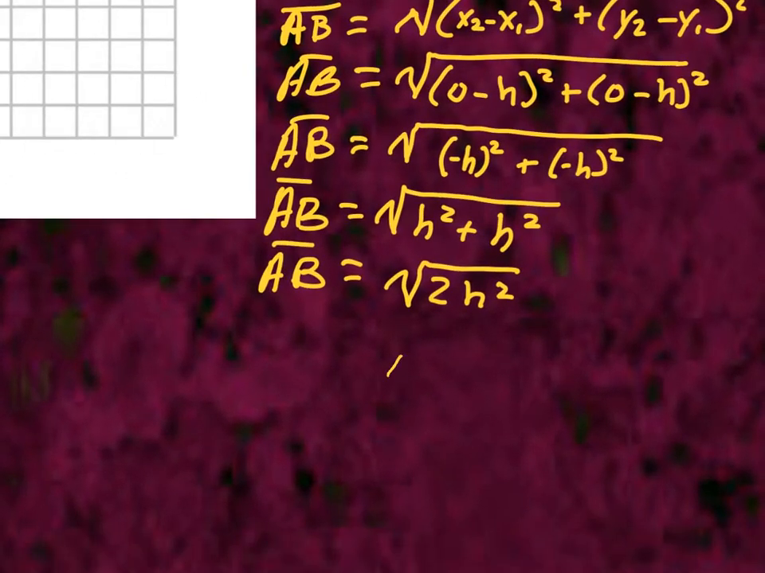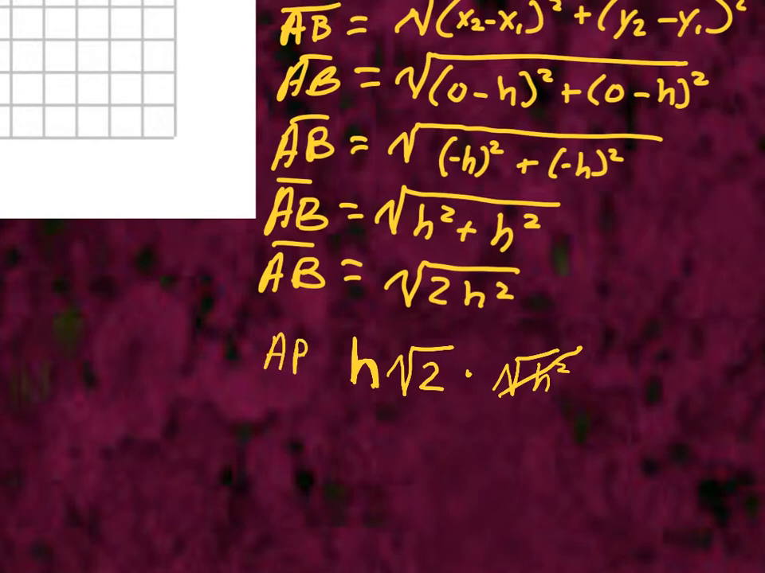Now, if you think about that, we could break that down to 2 times h squared. Well, I don't know the square root of 2. That's not a number that I know. It's not something I can break down. But actually, h squared is something I know. What times itself will give me h squared? That's just h. So we're going to actually pull out an h to the front. So we've got h times the square root of 2.